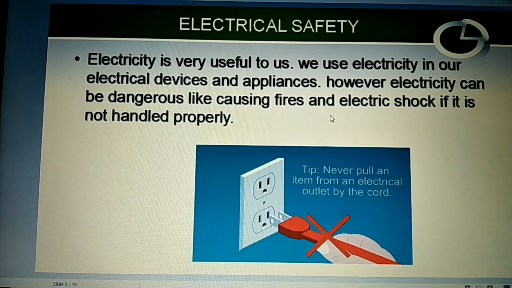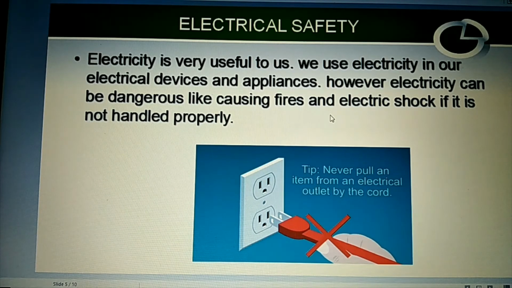Okay, we use electricity in our electrical devices and appliances. However, electricity can be very dangerous. Okay, it can cause fire, it can cause electric shock if it is not handled properly. So you need to handle electricity properly if you do not want it to cause any form of accident. Okay, so we're going to be looking at ways that we can handle electricity safely.